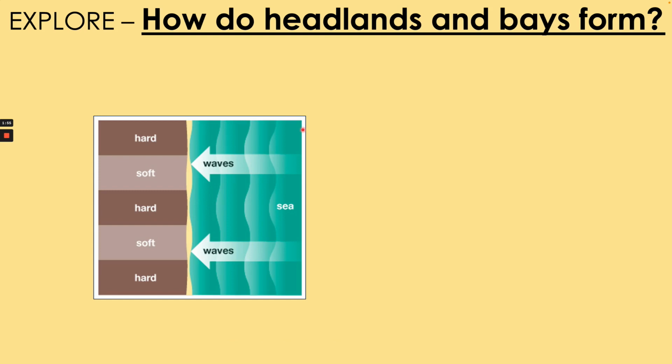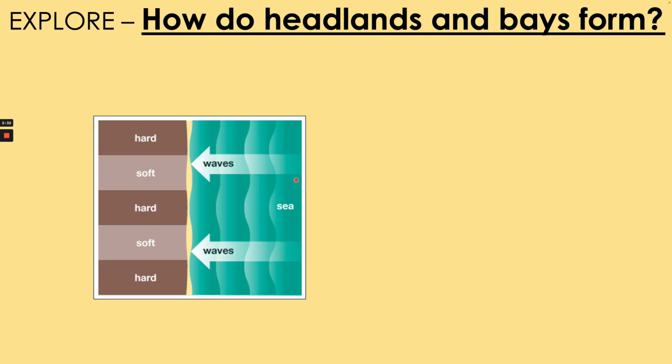Well, headlands and bays form along discordant coastlines. Discordant means when you have alternating bands of hard and soft rock that are perpendicular to the sea, as can be seen here. Harder, more resistant rock erodes more slowly. Examples are granite and chalk and limestone. Softer rock, such as clay or mudstone, are less resistant to erosion and thus erode more quickly.